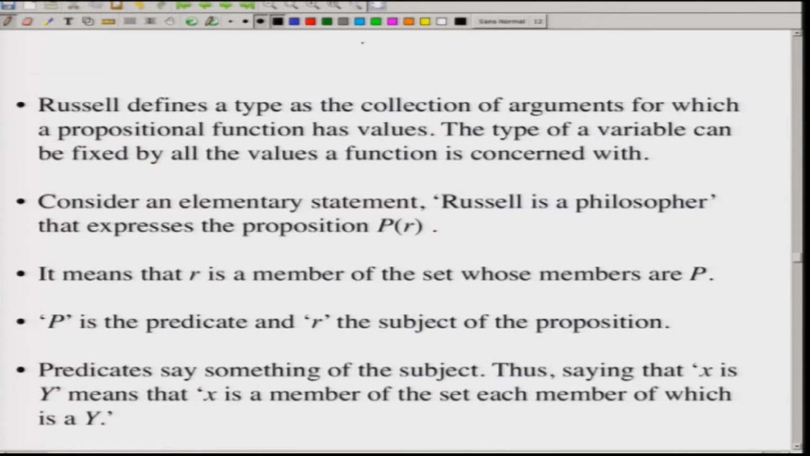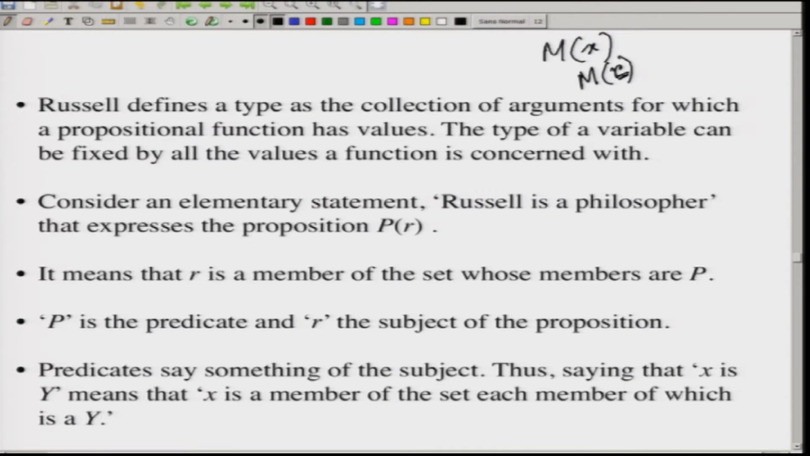Russell defines a type as the collection of arguments for which a propositional function has values. What does it mean? Suppose a propositional function. What is a propositional function? Something like Mx. It is a function. Why? It takes a value and yields a statement. For example, it takes R, meaning Russell, and yields the statement that Russell is a man. Now, all the constants Mx can take would somehow constitute one type.